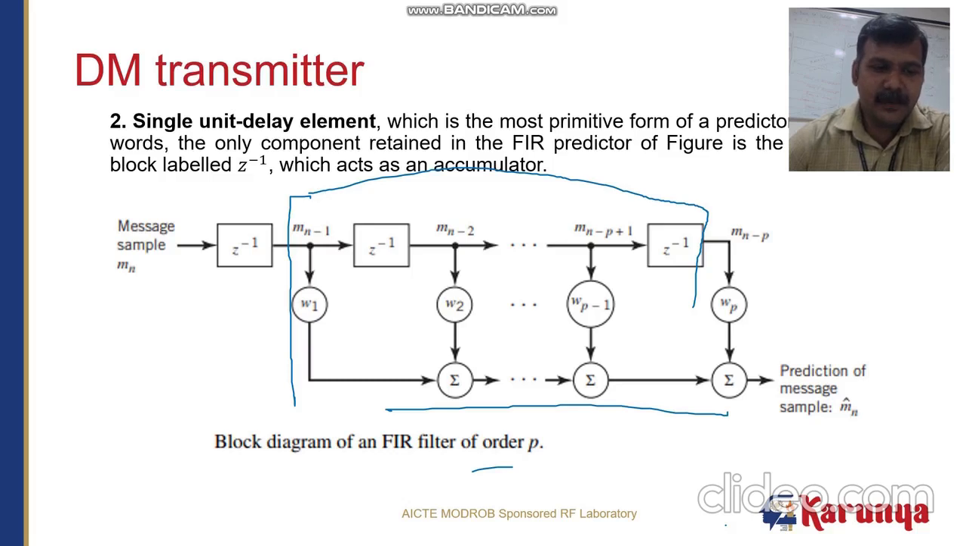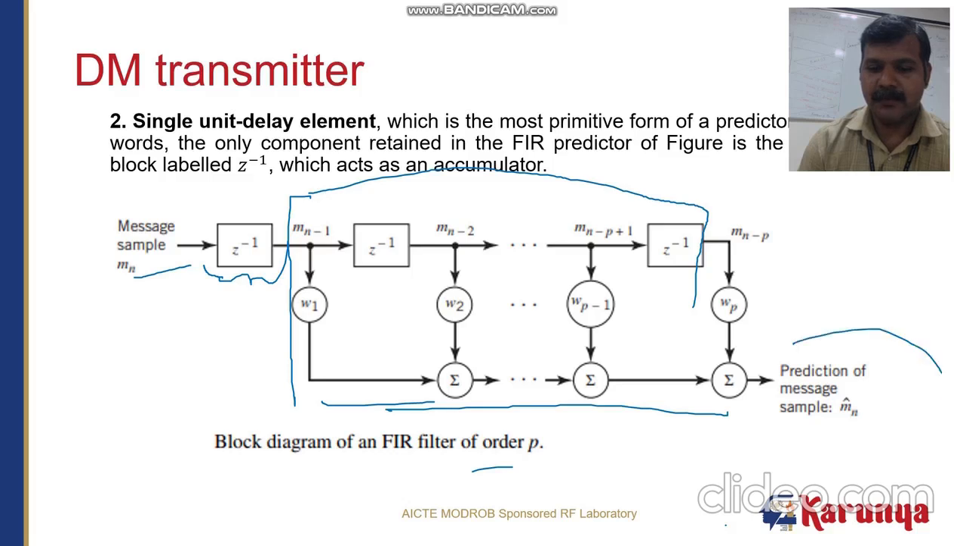So here in the single unit delay element, you can see that the message sample m[n] is fed to this single unit delay element. This is the important function which comes with the strategy of the delta modulation transmitter, before the use of the FIR prediction filter, which has the order P. And finally, you will get the output, which is the prediction of the message sample, m cap of n.